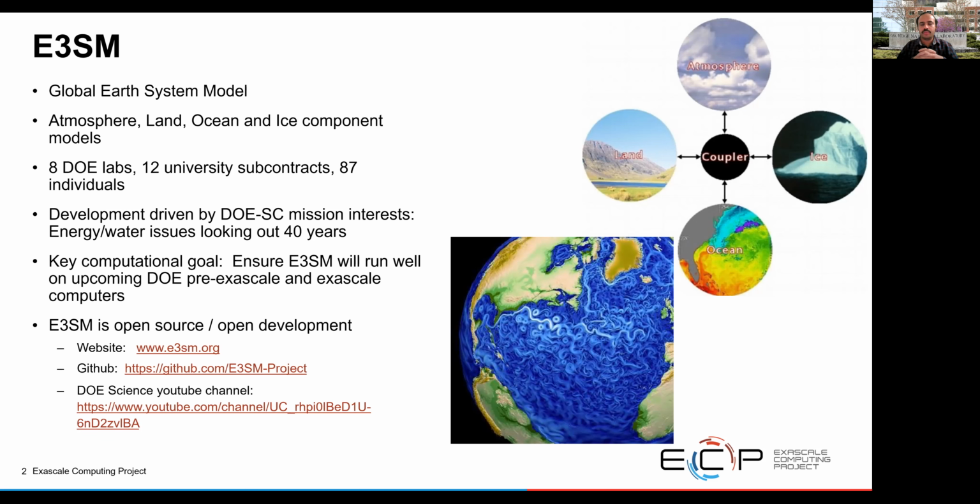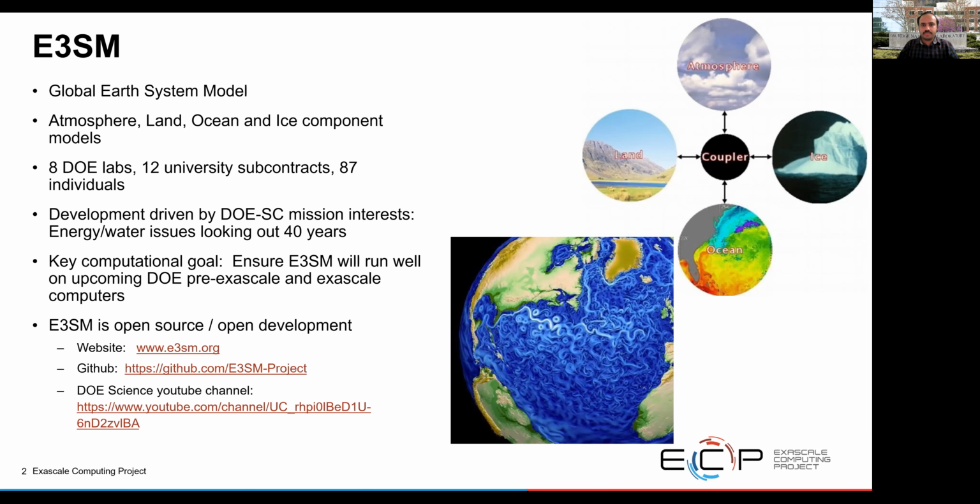A typical global climate model has many components. The most important computational components are atmosphere and ocean, followed by land and ice, and they're all interconnected and communicate with each other through a coupler. The key computational goal for E3SM is to ensure that it will effectively utilize pre-exascale and exascale architectures. The science questions we are interested in investigating are relevant to the energy domain, so relevant to the DOE's mission.